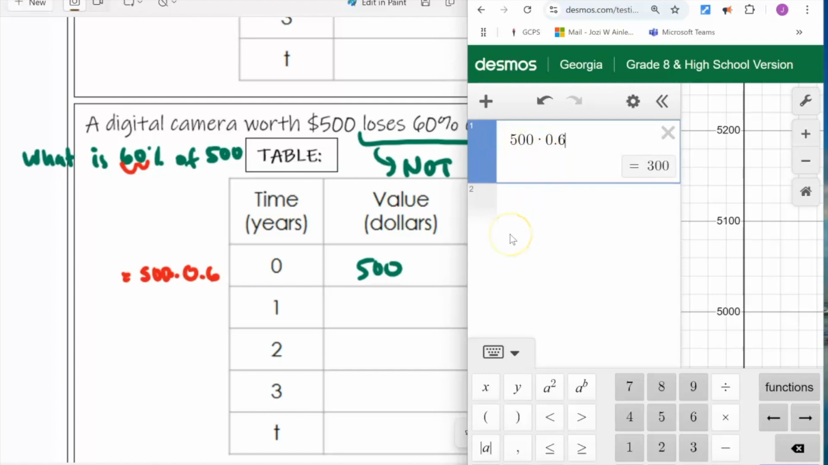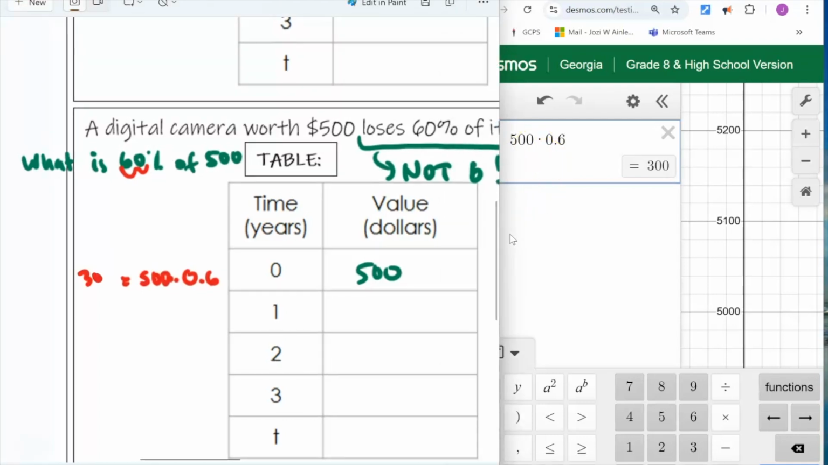All right, so my value is 300. Does that number make sense? So just think about it for a second. I have a camera, it's 500. It loses more than half its value, right? Half is 250. It loses more than 250, which is right. It loses $300. So this is how I find 60% of something, is just multiplying that something by the decimal form of the percent. So I'm losing 300.